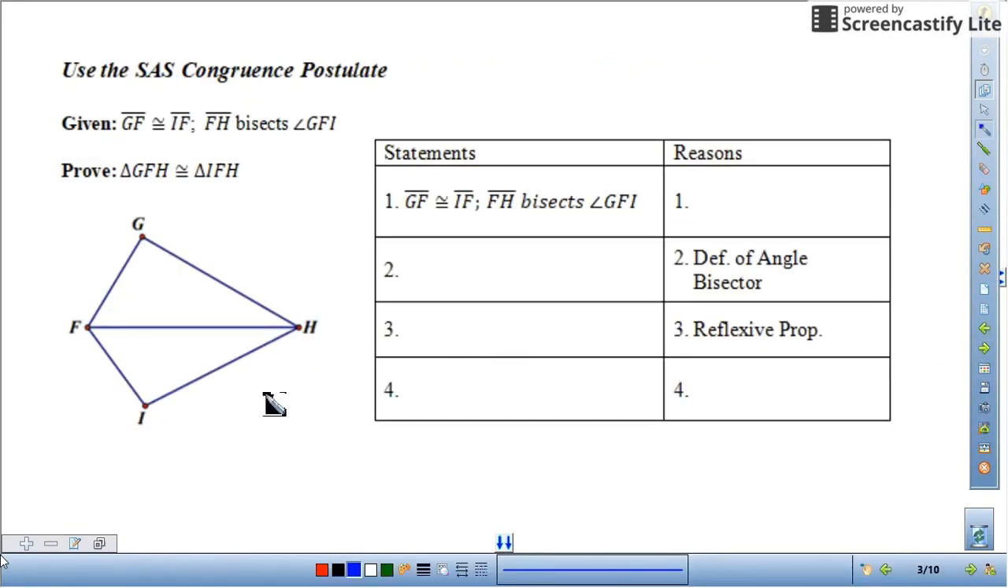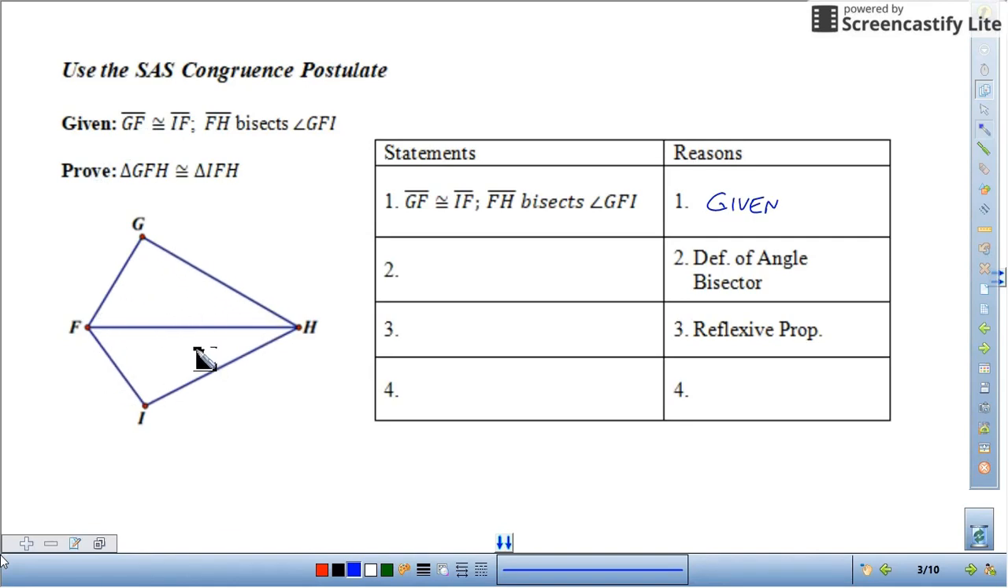So let's go ahead and take a look at our first proof here using the SAS congruence postulate. We're given that GF is congruent to IF. We're also given that FH bisects angle GFI. We want to prove that the two triangles are congruent to each other. So the first statement we see is GF is congruent to IF and FH bisects angle GFI. And as you know, we're always going to start our proofs with a given, which is what we are given. Before we get further in this proof, let's take a look at our given and see what that tells us in our diagram.